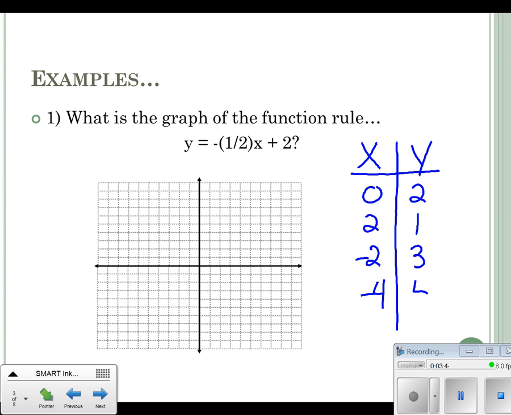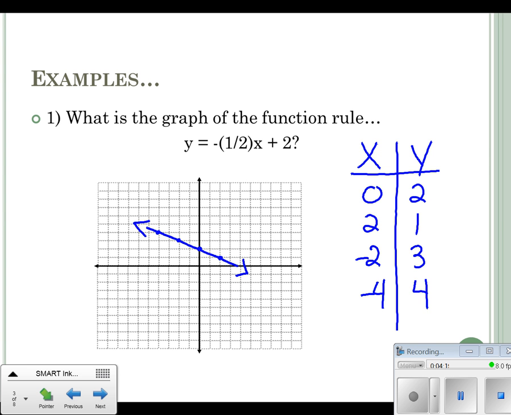So let's graph those 4 points: 0, 2; 2, 1; negative 2, 3; negative 4, 4. And since we're not dealing with a word problem, we don't have to worry about the discrete. This would be continuous because you can have parts of whole numbers. Put arrows on the ends of your line because it does go on forever in both directions.